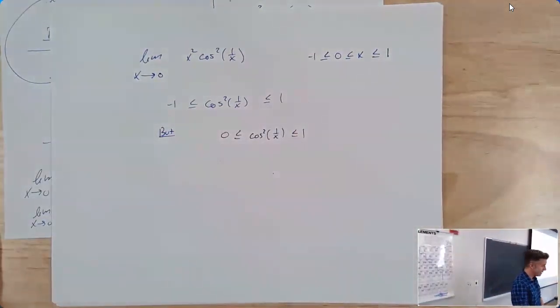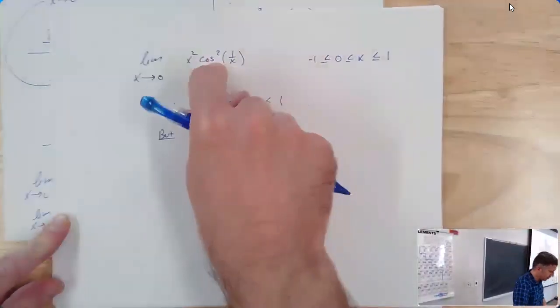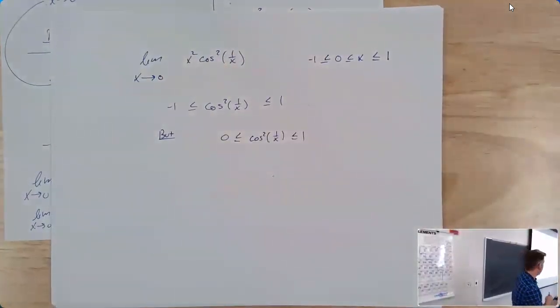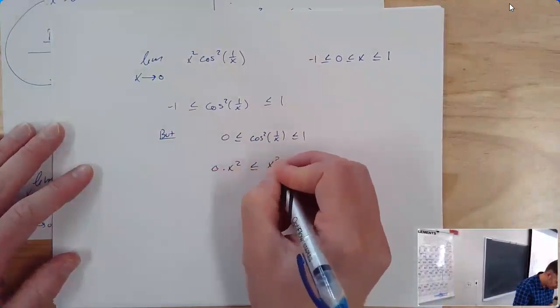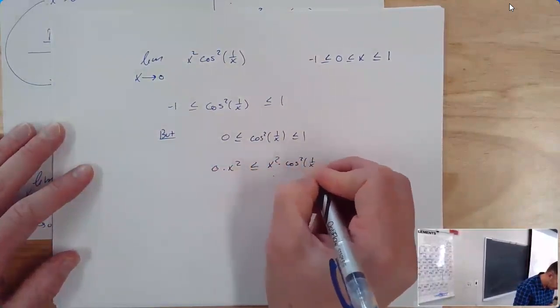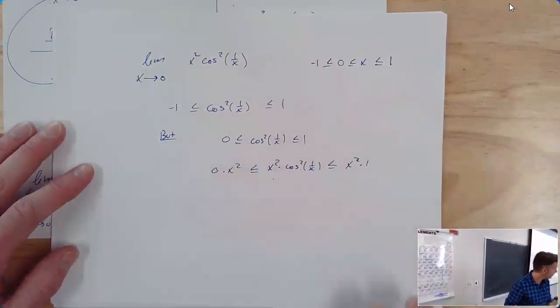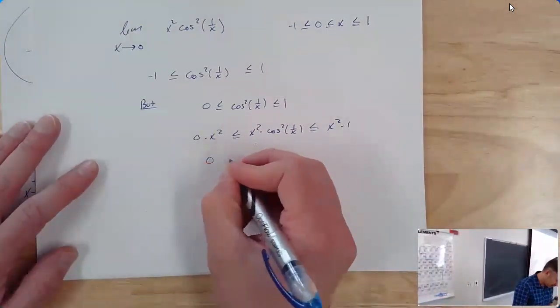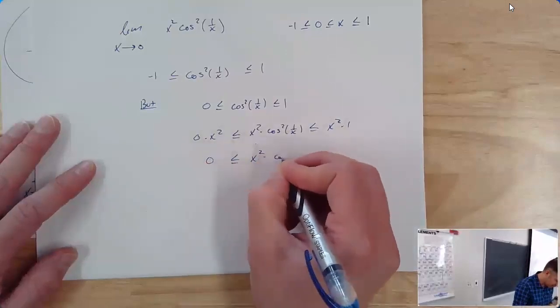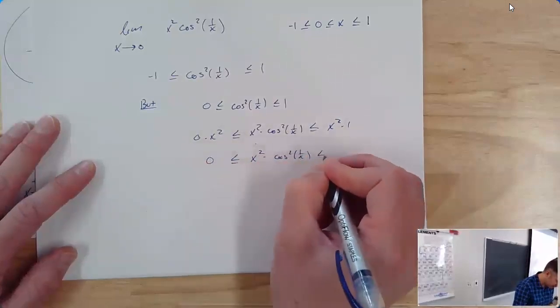Cool. Now I do the same thing I always do when I'm trying to use the squeeze theorem. I multiply everything by, or divide, or do whatever I need to do to make the middle part look like the thing I'm trying to take the limit of. So I'm going to multiply everything by what? Okay, so then 0 times x squared is less than or equal to x squared times cosine squared of 1 over x is less than or equal to x squared times 1. Cool. So then, simplifying a tiny bit, 0 is less than or equal to x squared times cosine squared of 1 over x, less than or equal to x squared.